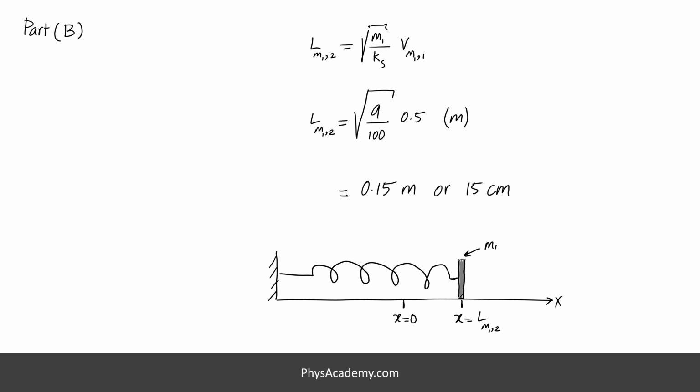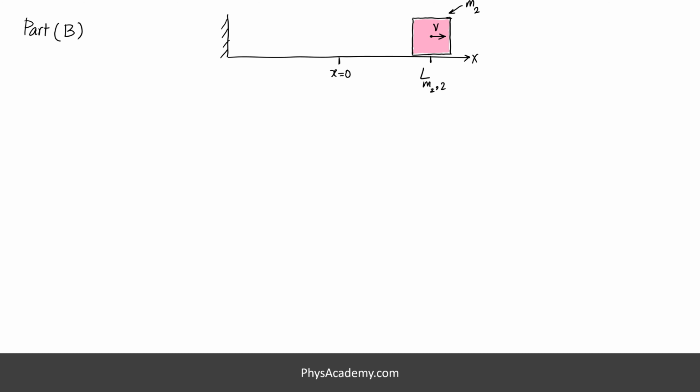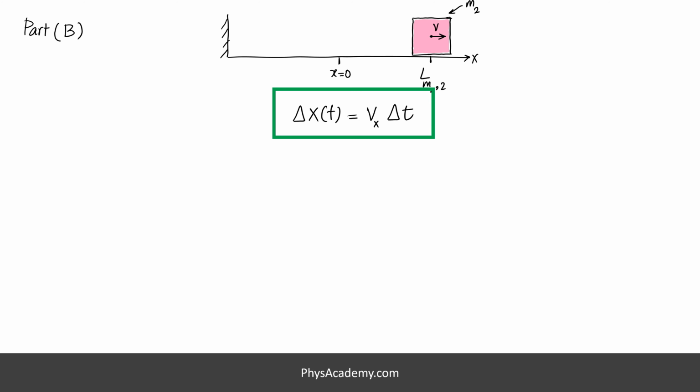Now that we have the final position of mass 1 with respect to the origin of the coordinate system, we can check mass 2. For mass 2, I'm not going to use the conservation of energy because its speed from stage 1 to 2 is constant and doesn't change. So our only option is to use kinematics. The equation of motion for an object that moves with a constant speed is the following equation.